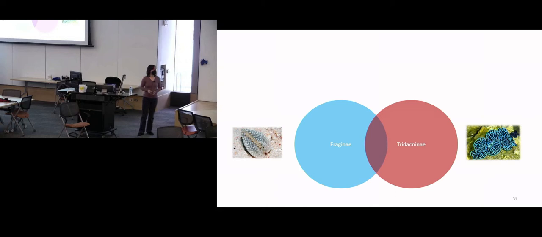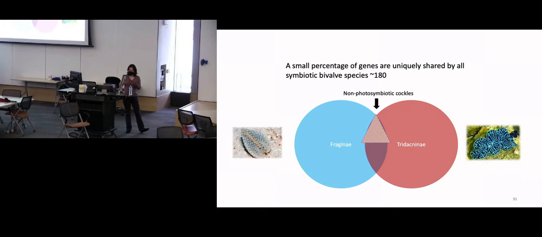And then we look at this, and we annotate the genes, look at their functions, aligning with the non-symbiotic groups. Then we subtract a fair amount that are also expressed in the non-symbiotic cockles. And then we have this tiny subset left, about 180-something genes. There's still a lot, right? That's uniquely shared among the photosymbiotic groups, but not found in the non-symbiotic groups at all. So from that, we can sort of infer that maybe some candidates in this 180 are involved in photosymbiosis.